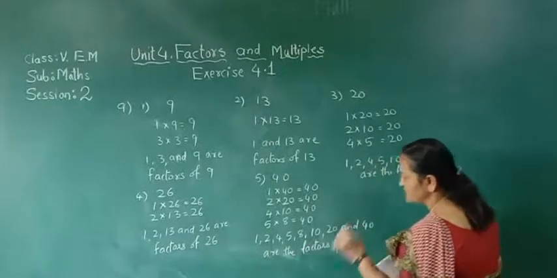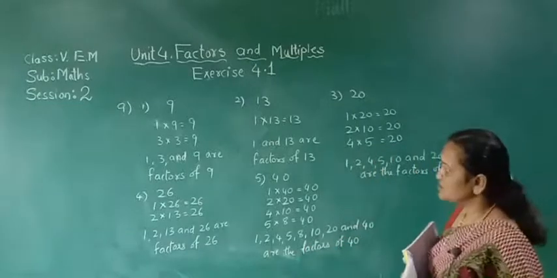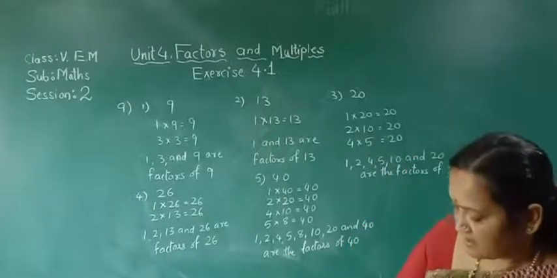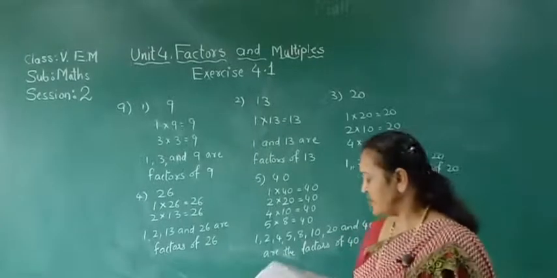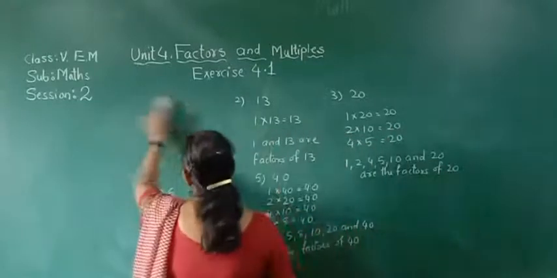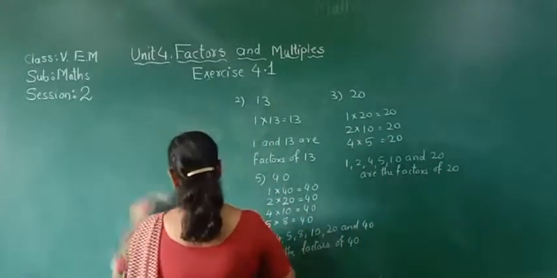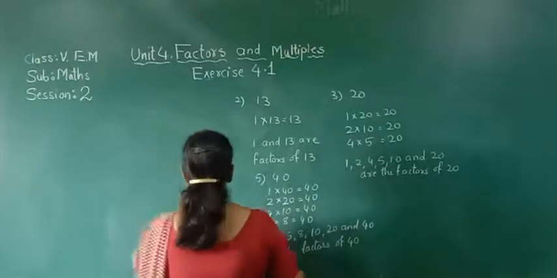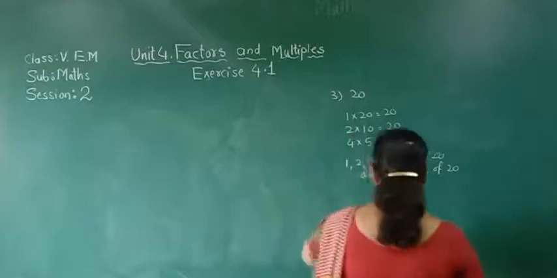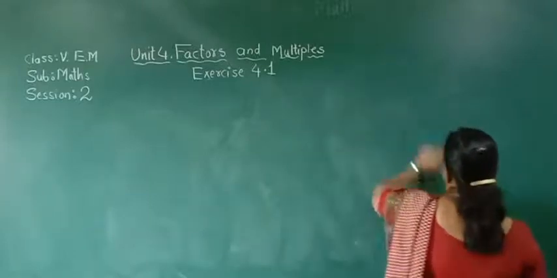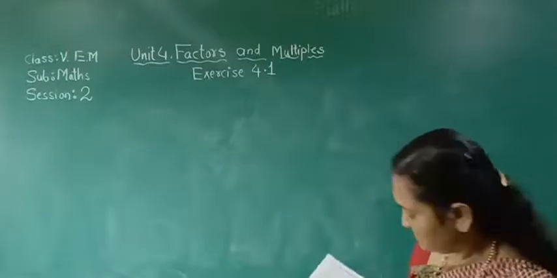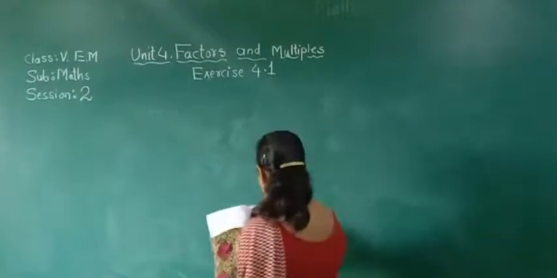This understood, children? Here the question is write all the factors of the given number. Then 10th question, write the factor tree for the following numbers. Here only one method we will do. You can try other methods too. So here, write the factor tree.